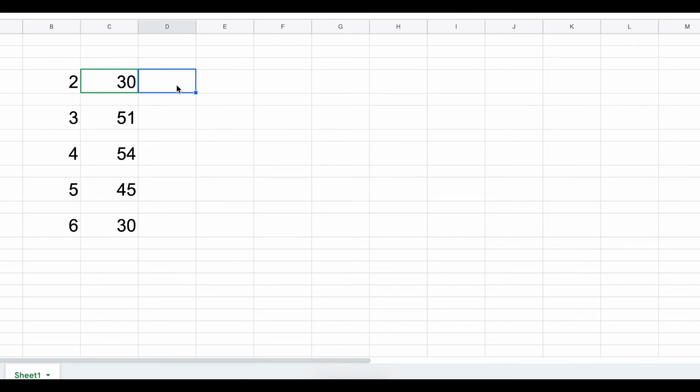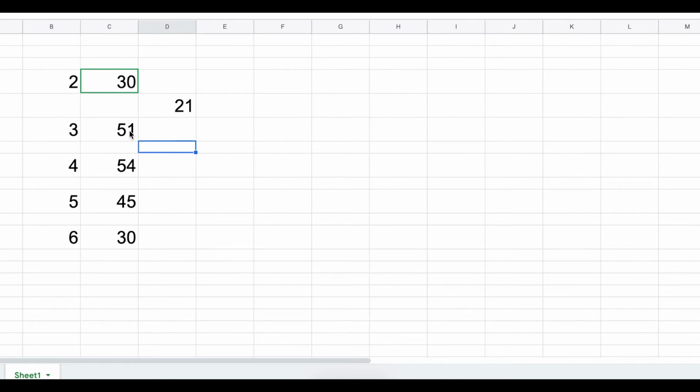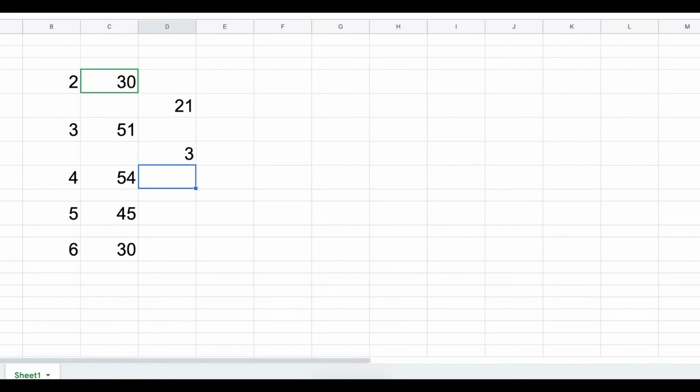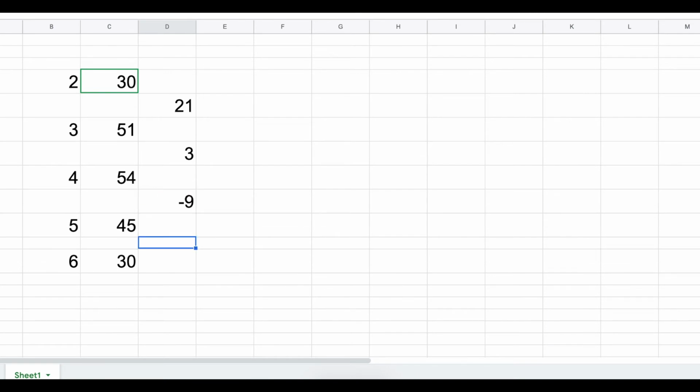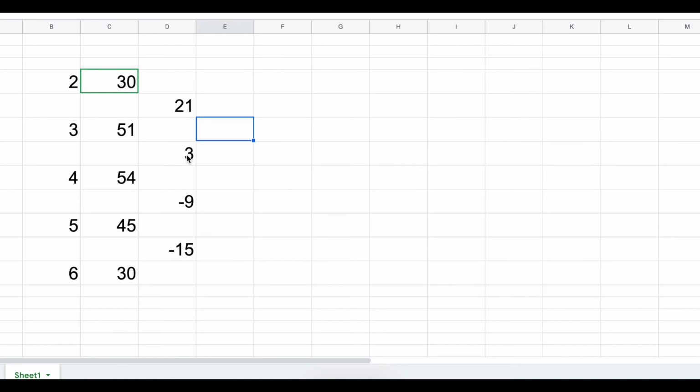Now we need to calculate the differences. So these will be the first differences, and we do 51 minus 30. The difference here is 21. And then 51 to 54, that's a difference of plus 3. 54 to 45, that's a difference of negative 9, okay? And then 45 down to 30, that's a difference of negative 15. So I've kind of staggered these. These are the differences. Now we need to find the second differences. So the difference from 21 to 3 is negative 18, down 18. From 3 to negative 9, negative 12. And from negative 9 to negative 15, that's a negative 6.